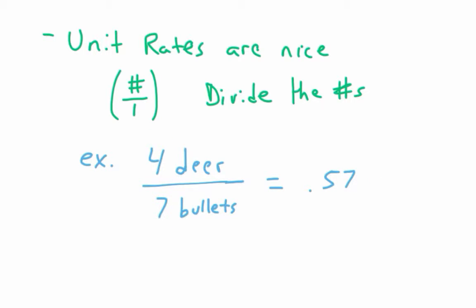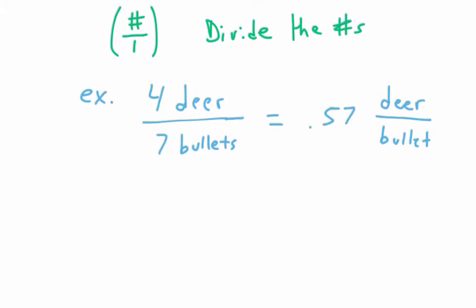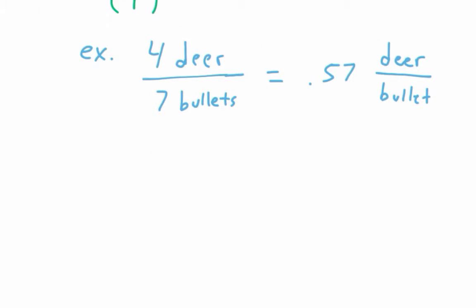Now the units would be what over what? Deer per bullet. So you just keep those exact same things. So you have deer per bullet. So from here, this 0.57 then means, on average, it takes you about 2 bullets to kill a deer. You get a little more than half a deer for every bullet you shoot. That example maybe has some holes in it, but let's say you're doing a different one.